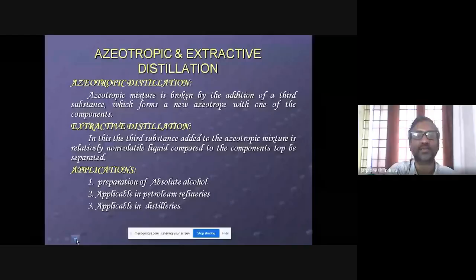In the azeotropic distillation, we are adding a third substance, and that third substance is forming a new azeotrope and breaking the original azeotrope and making one of the components free, and it will be getting distilled. So the same simple distillation will be working now to get separation of two liquids which are having a constant boiling point. So by adding a third substance, we are doing it.